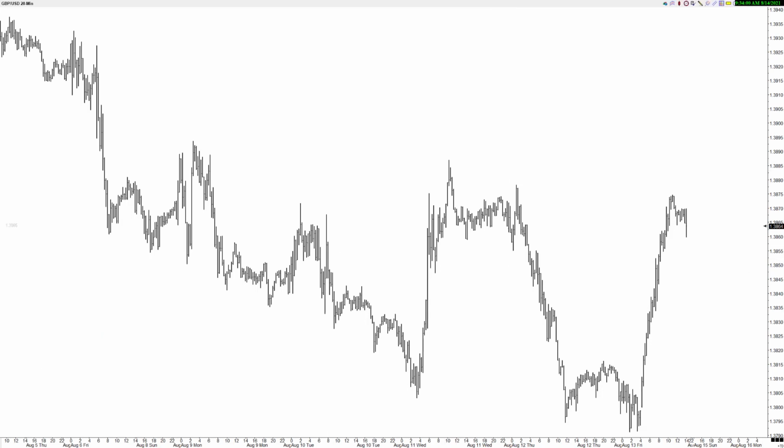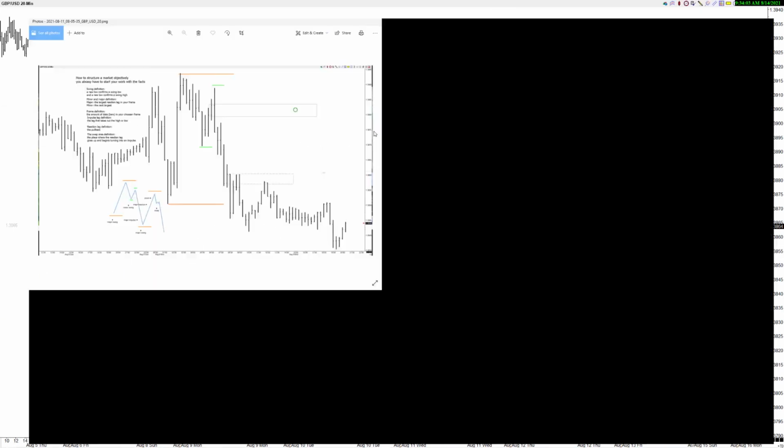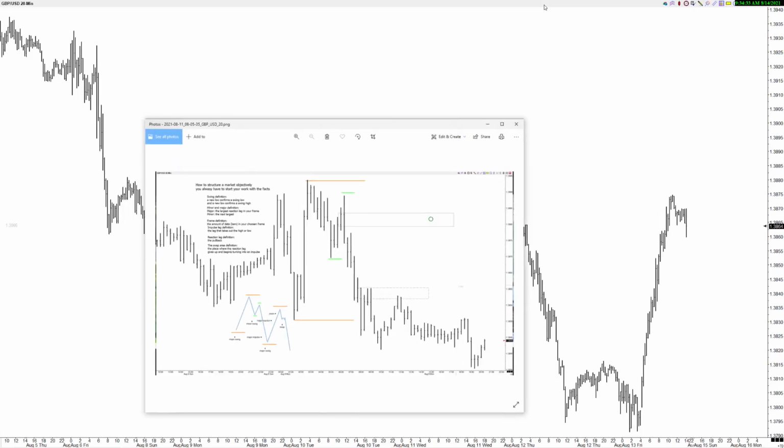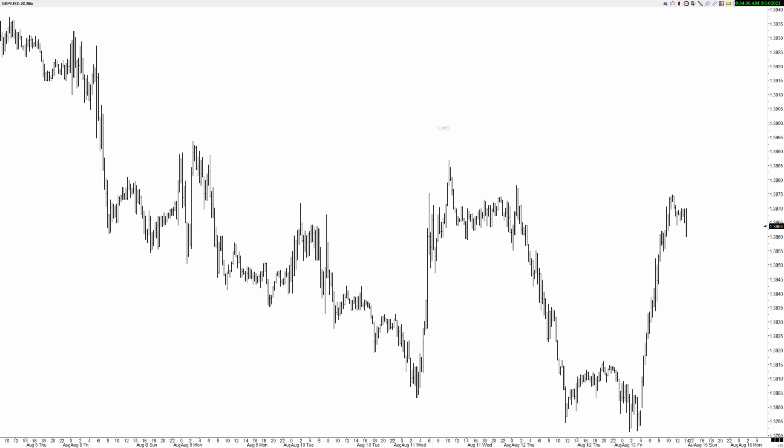All right, let's do a little bit of practice, okay? So remember, and I've done a few blogs on this kind of thing. This is just another angle at it. You have a swing definition. Largest reaction leg is the major. Next largest is the minor. And we added this little swap area where price is floating and it decides, and this is where the decision comes from. All right, so let's do a little bit of practice in something we can also follow.